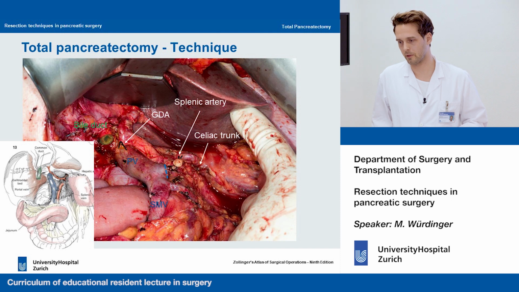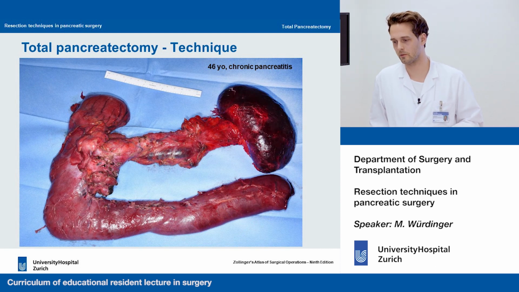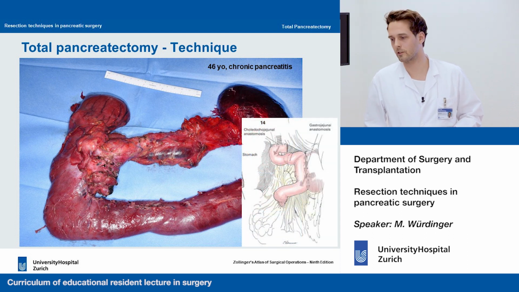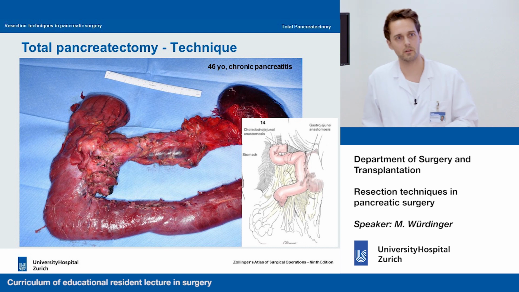This is again the anatomy after resection. We see here the splenic artery, which is cut, the splenic vein, the SMV, portal vein, the bile duct. This is the GDA, and here's the celiac trunk. And this is the resected specimen. You can see here the duodenal C, the head, and the distal part of the pancreas with the spleen. In this case, of a patient with chronic pancreatitis. And then after that, the reconstruction is done like in Whipple's procedure, but of course without any pancreatic jejunostomy.